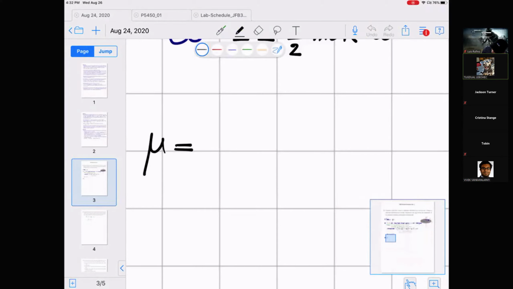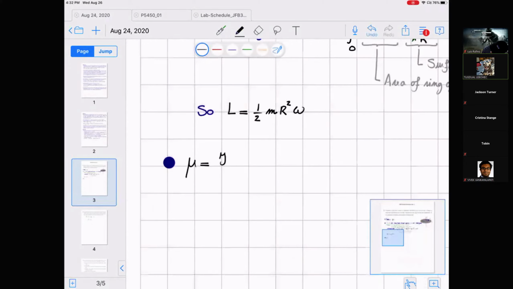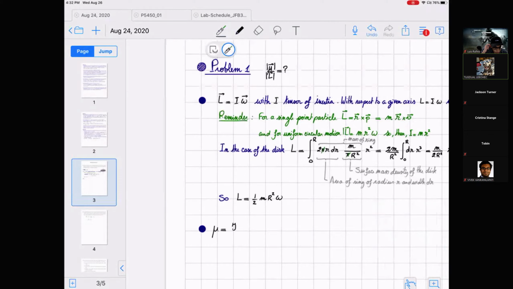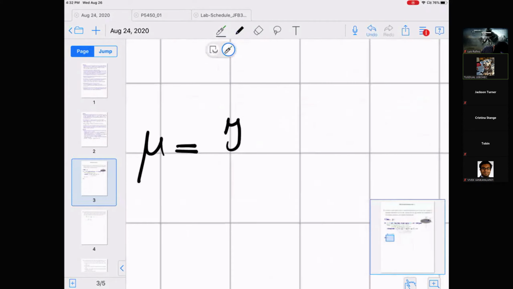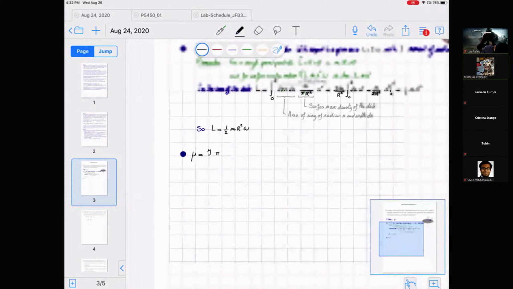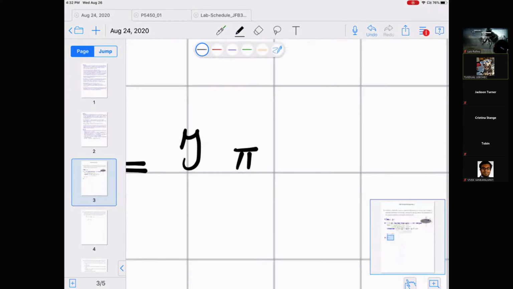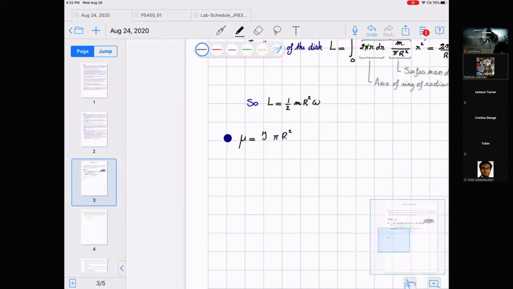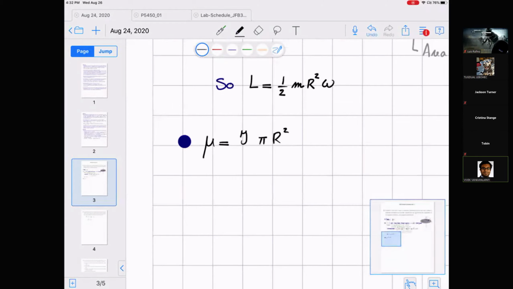Let's call that the current. I'm going to use a little i so as to avoid confusion with the I that I already used for the moment of inertia, times the area. Maybe we can write the area of the disk right away as pi capital R squared. Okay. So how do we write i? I was thinking of writing it as a charge over time, so q over t. Yeah.